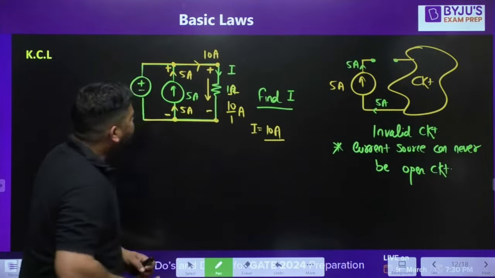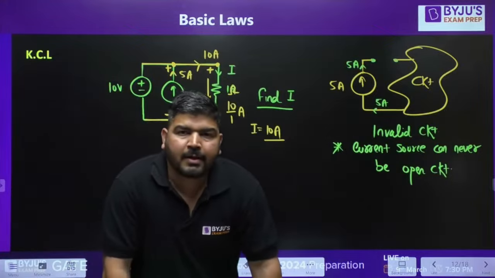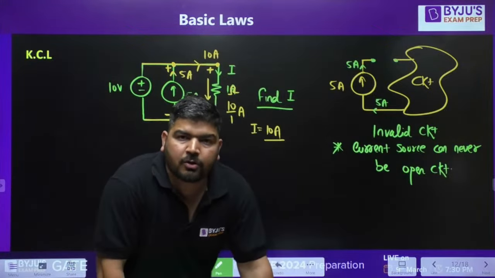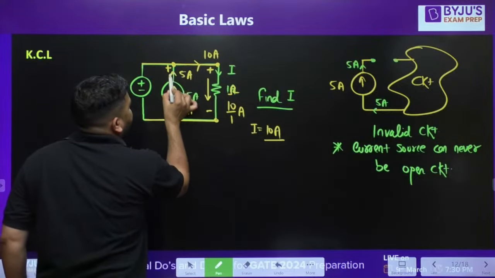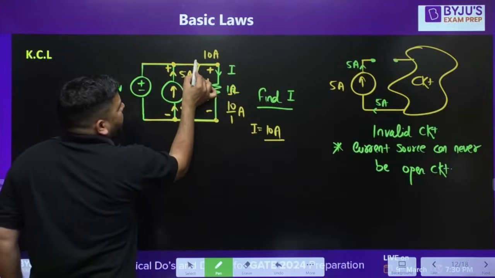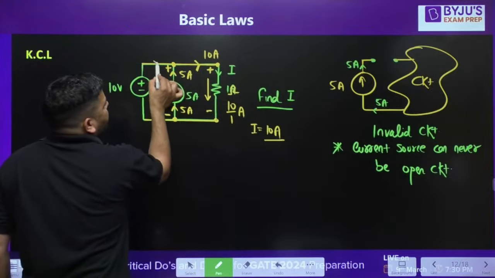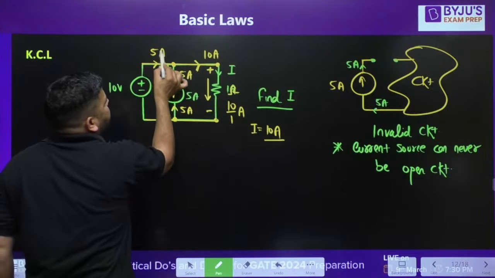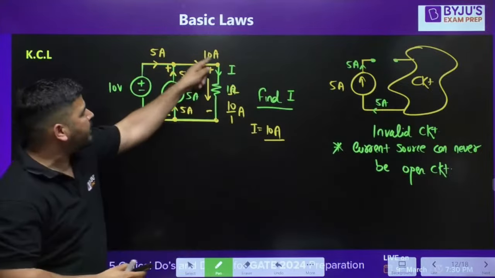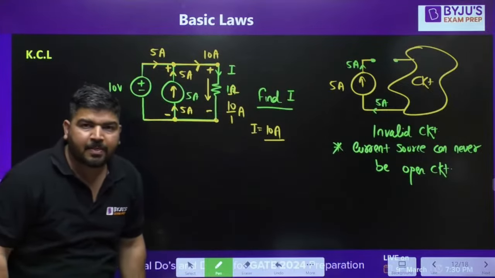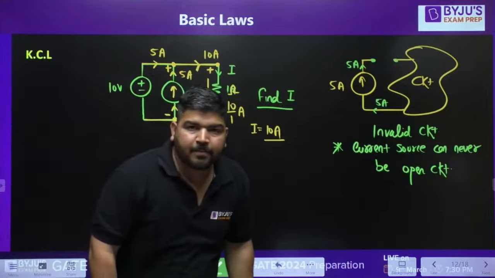But does it violate any condition? Answer is no, it's not violating. Why not? Because look, this will say that I will give you 5 ampere, and on this side, 10 ampere is going. So extra 5 ampere will come on this side. 5 plus 5 will make 10, and 10 will go in this branch. I hope it is clear. So no law is violated.